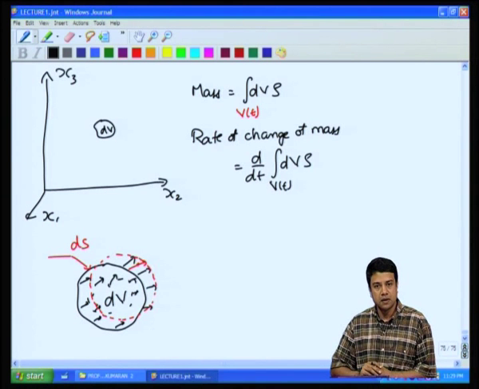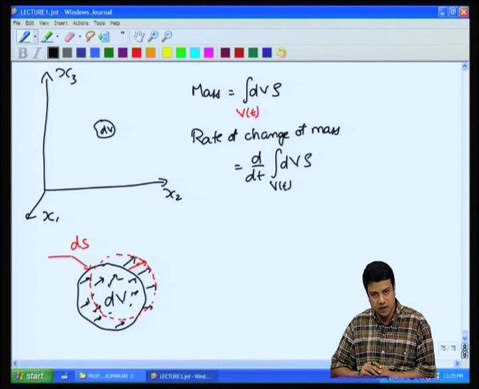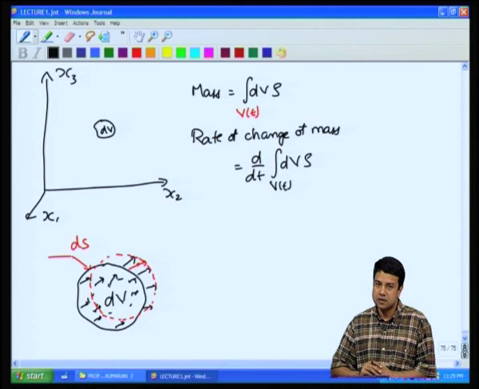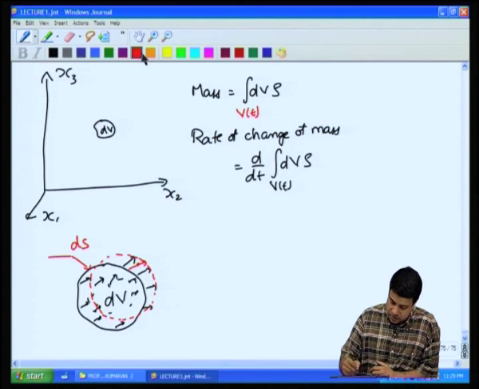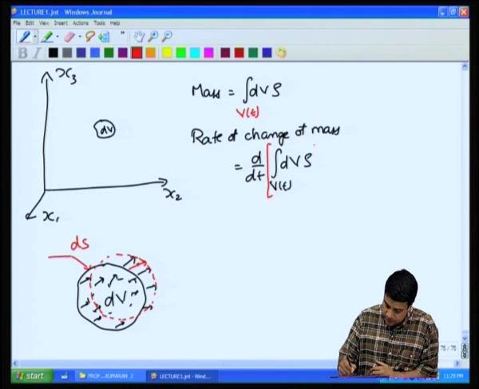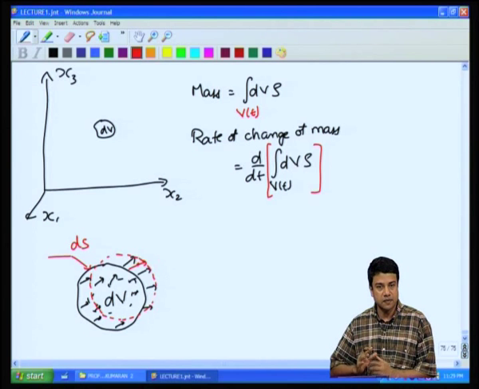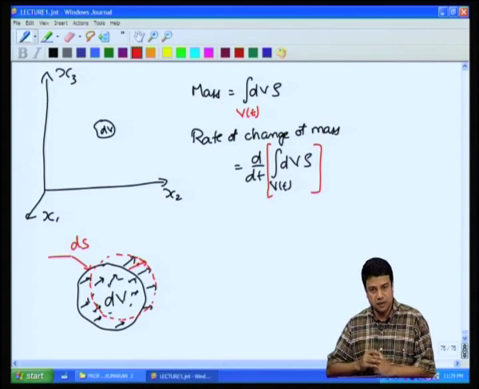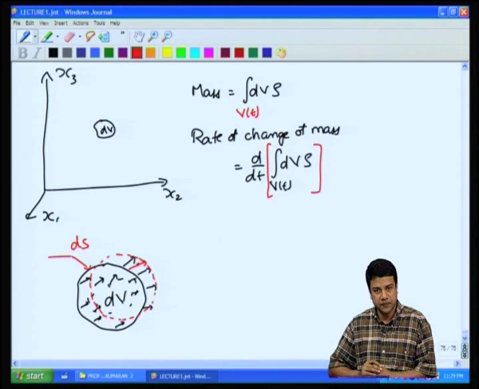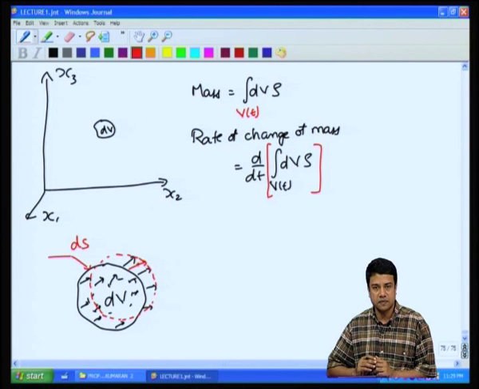Now, the volume itself is a function of time. The density also is in general a function of time and space. So, you are going to get contributions to this derivative both from the dependence of density on time, as well as from the fact that the volume itself is changing as time progresses. Now, how do we combine these two values? So, there are two contributions to this rate of change of mass.